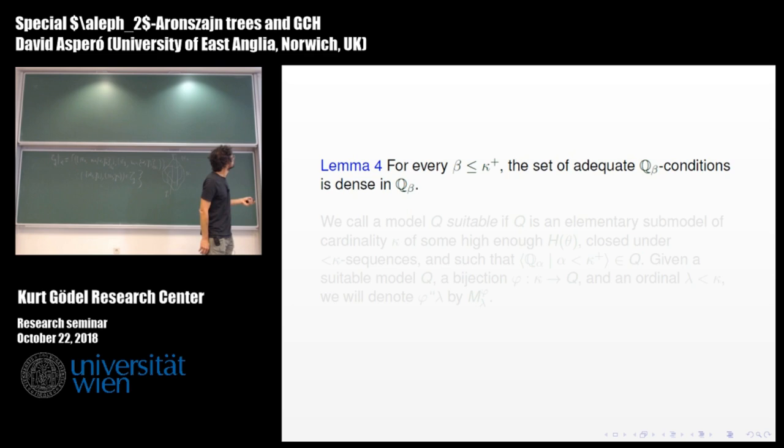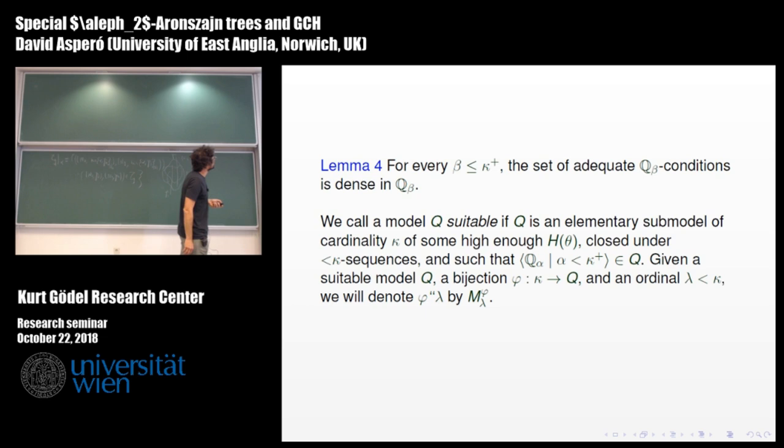Right, so let me call a model Q suitable if, well, actually I've already used this definition: if it's an elementary submodel of cardinality kappa of the same high enough H theta used before, or another one, closed under less than kappa sequences, and which contains my iteration. Given a suitable model Q and a bijection phi from kappa to Q, and an ordinal lambda, I'll denote the pointwise image of lambda by phi as M phi lambda. This is typically an elementary submodel of Q for club many lambdas.